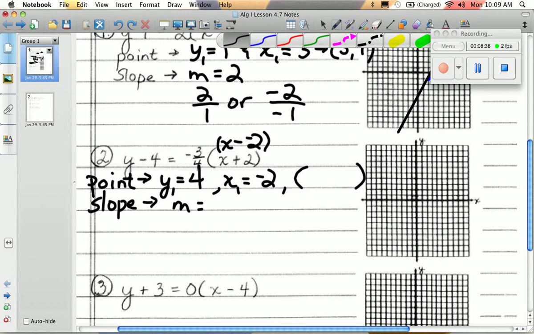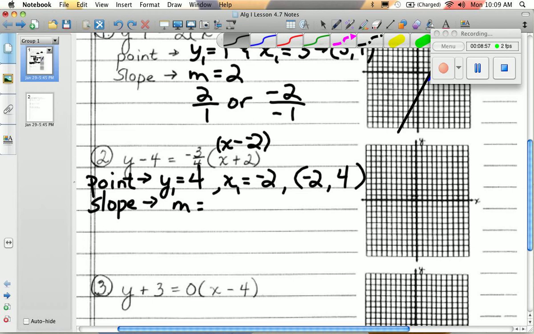So what's our ordered pair? Negative 2, 4. And it will be really easy to interchange these two and put them in the wrong location, because the y comes first in point slope form, and the x comes second, and you'll just drop down into an ordered pair and call it good. What's the slope?